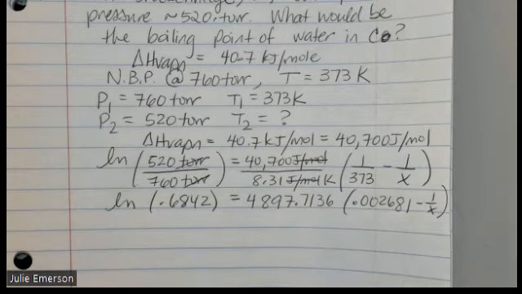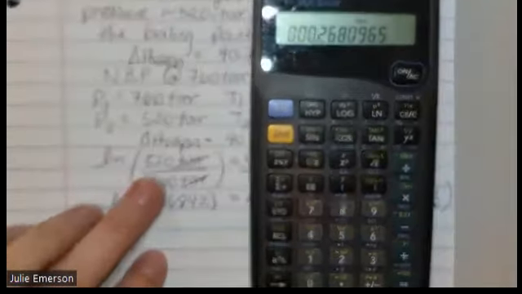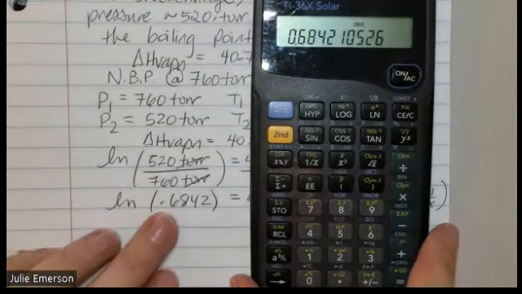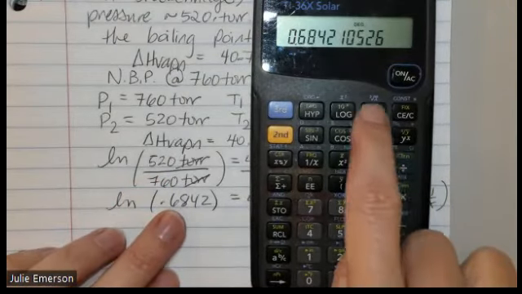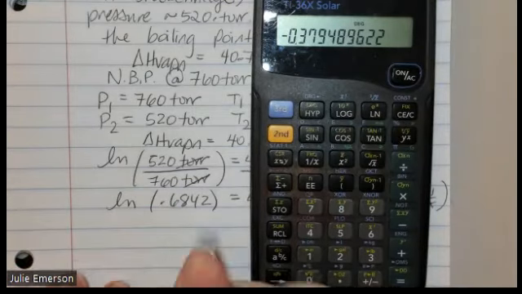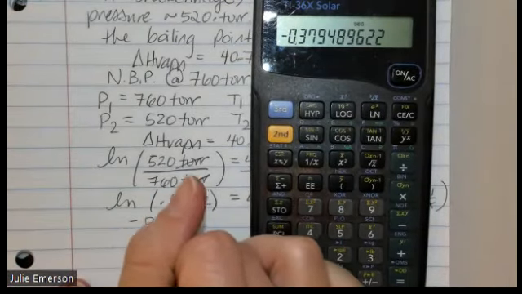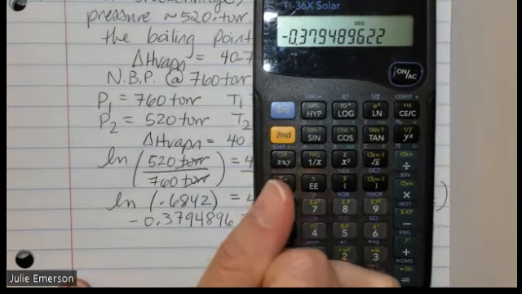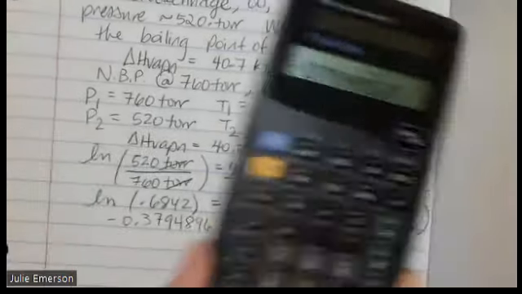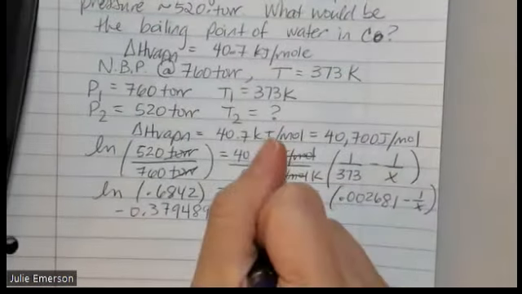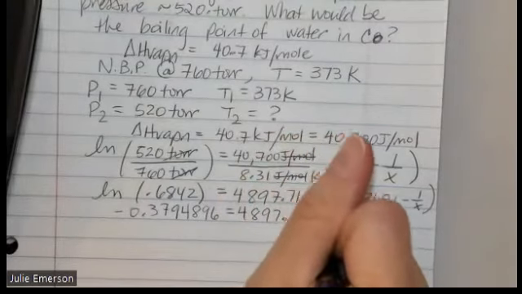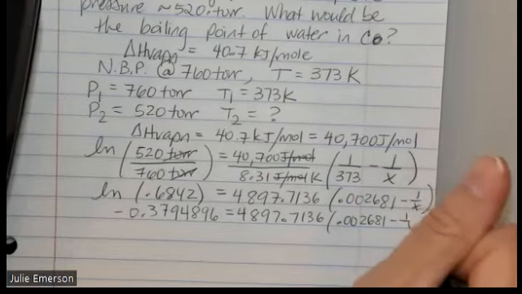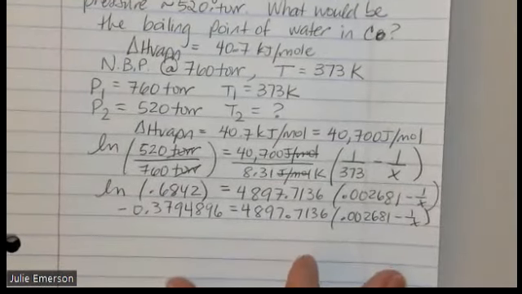So first thing I'm going to do is go back. I'm going to take the 520 divided by the 760, right? That was the 0.6842. Then I'm going to hit my natural log key. So that answer, this part right here, is negative 0.3794896. All right. And then that would be equal to, I'm just going to rewrite it step by step, 4897.7136, and then times 0.002681 minus 1 over x. So I'm trying to do it piece by piece in case you follow this later.